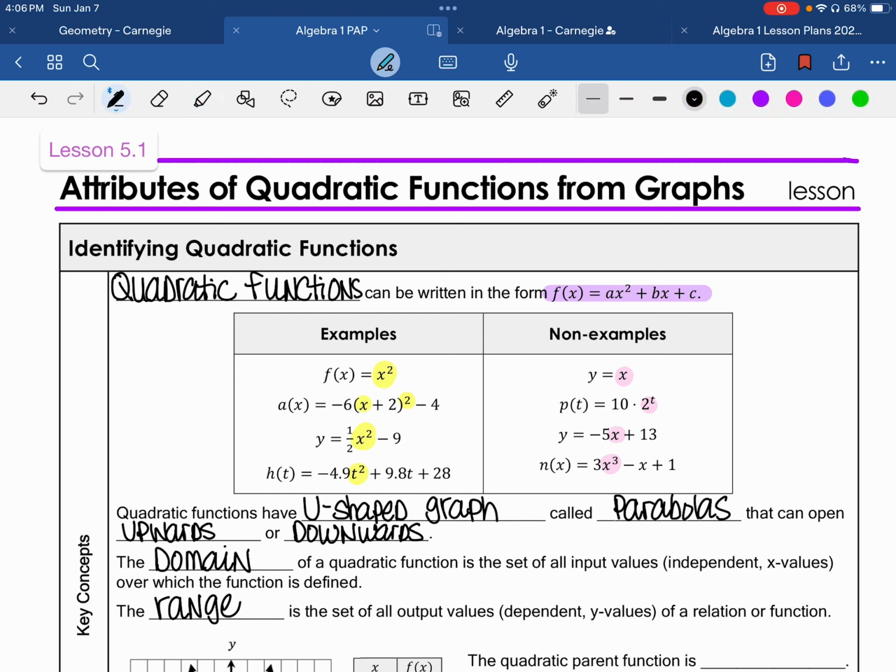All right. Quadratic functions have a U-shaped graph, which are called parabolas, that can open upwards or downwards. We're going to see what that looks like in today's lesson. The domain of my quadratic function is the set of all independent x values over which the function is defined. Remember, these are my x values. The range is the set of all dependent or y values of the relation of the function.